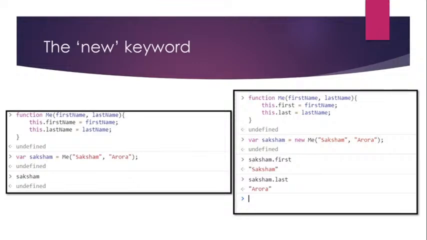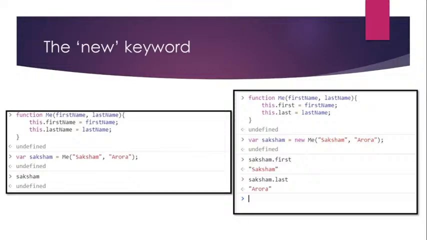Okay, and the new keyword is used with the function, and inside of that function definition, the keyword this now will refer to the new object that is created. Okay, so that will refer to the Saksham object that is created, and this is going to have this first and last properties as declared in this Saksham Aurora, and then we can access these properties.